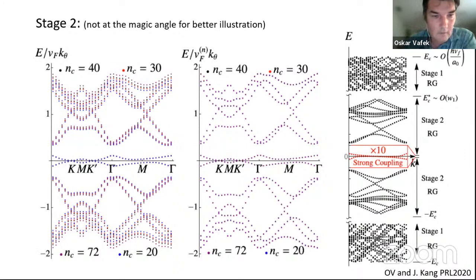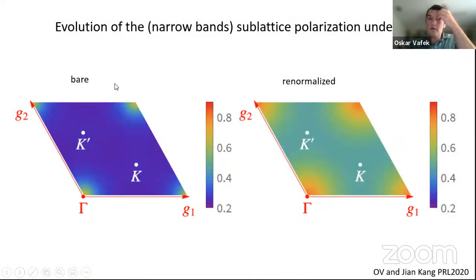All right. So now, what happens under stage two? At this point, we can only probe this numerically. One of the things we can check is the so-called sublattice polarization. We know that in the chiral limit, the wave functions of the narrow band can be chosen to be perfectly sublattice polarized. In other words, while they can live on both layers, the wave functions would live entirely on the A sublattice in one band and on the B sublattice for the other band.